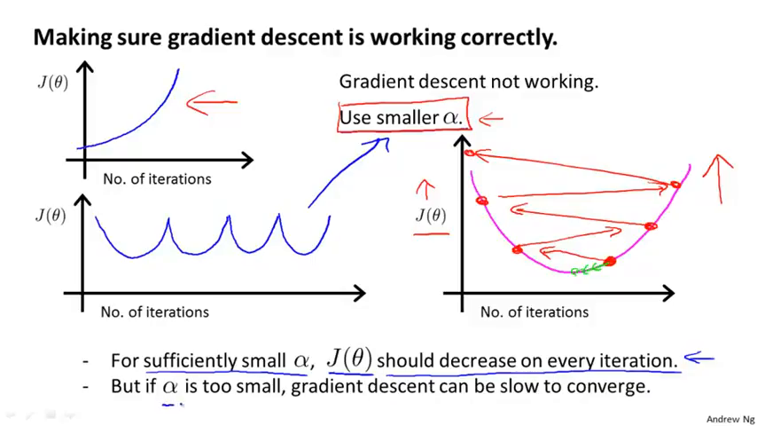But of course, you also don't want your learning rate to be too small, because then gradient descent can be slow to converge. If alpha were too small, you might start out here, say, and end up taking just minuscule baby steps, and take a lot of iterations before you finally get to the minimum. So if alpha is too small, gradient descent can make very slow progress and be slow to converge.